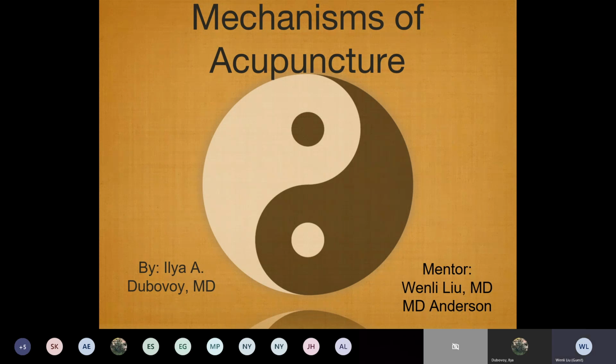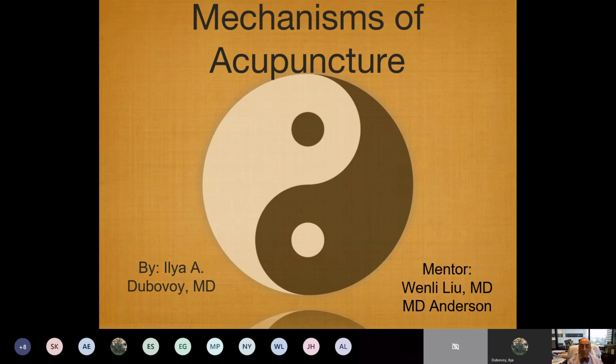So we'll go ahead and talk about some of the basic science behind acupuncture and perhaps attempt to introduce and maybe demystify or raise some important questions about this old and in some ways new technique.